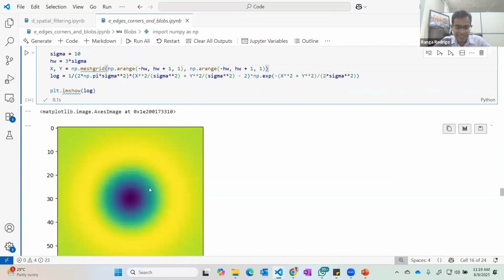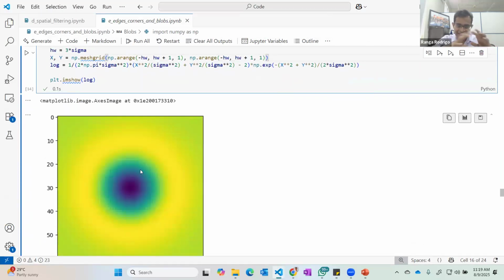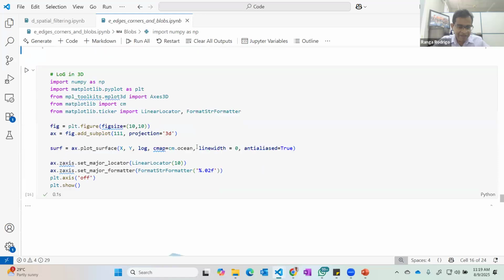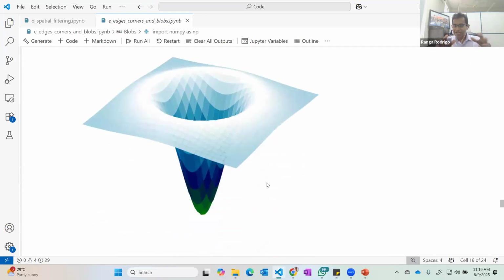So when you display it, you can see the Laplacian of Gaussian. You can see that nature, right? Center dark and then bright and then grayish thing. So I have displayed that in 3D also, so you can see it in 3D. It's a beautiful picture, right? Beautiful, beautiful.